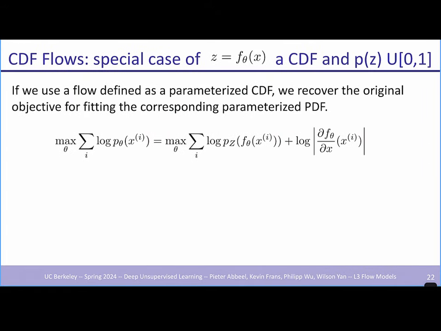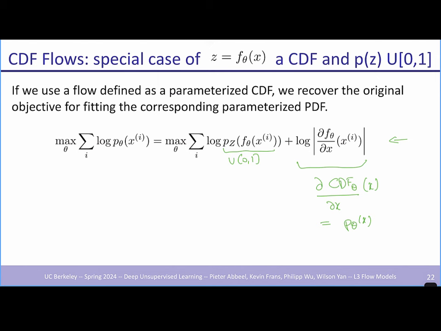Now, one thing that's intriguing about this is if you look at the equation here, we're training a flow model, and let's say the final thing is uniform. So this is uniform(0, 1). So that's a constant, doesn't do anything to the optimization. All you're left with is this part over here. And now if f theta is a cumulative density function, so we have the derivative of the CDF with respect to x, this is actually equal to p theta of x. So in this very special case, there's just a very close correspondence to directly modeling your p theta of x.